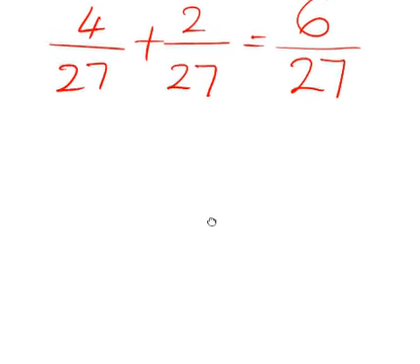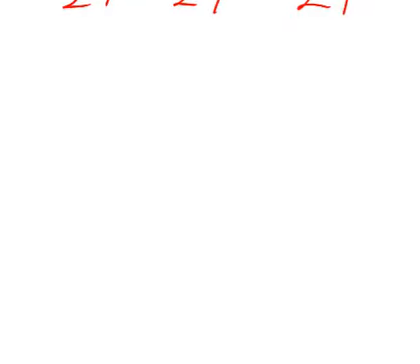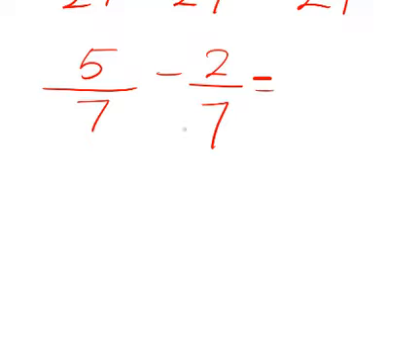So we can follow the same rule for subtraction of like fractions as well. For example, 5 over 7 minus 2 over 7. We can see that these are like fractions. Then our answer's denominator will also be 7. Then the numerator will be 5 minus 2, that is equal to 3. So the answer is 3 over 7. Okay, we'll show another example.